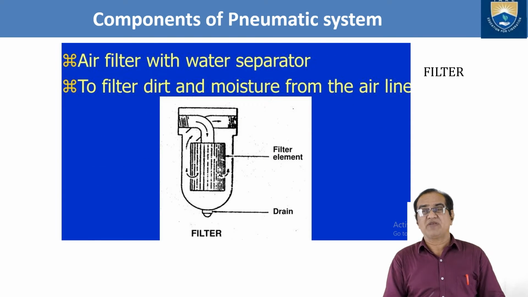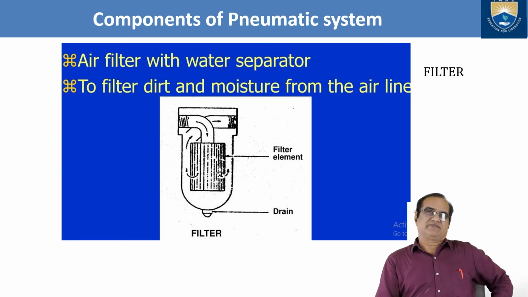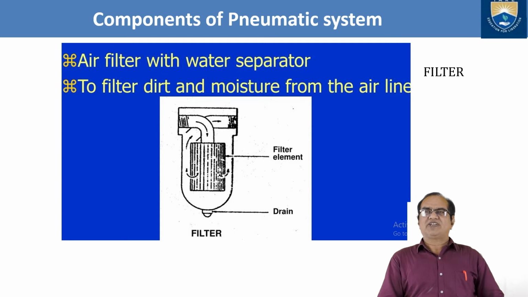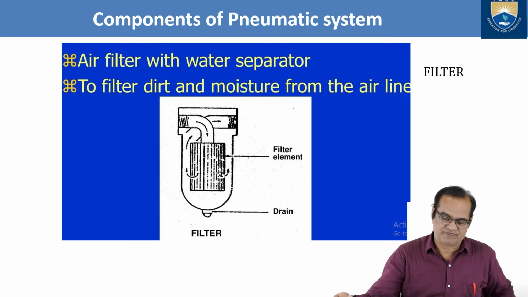So the first and very primary component is the filter, the air filter with water separator. We always use the water separator also, because if water enters the system and it is in a cool condition, it may freeze, or the water will cause corrosion, rust and other effects on the system. So we should try to filter and also remove the water as and when possible.